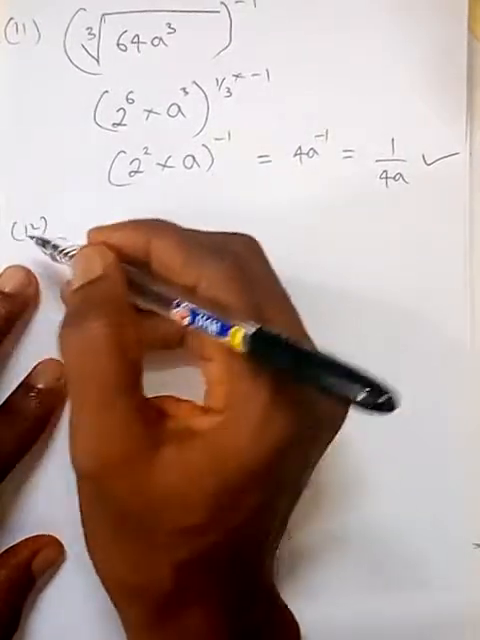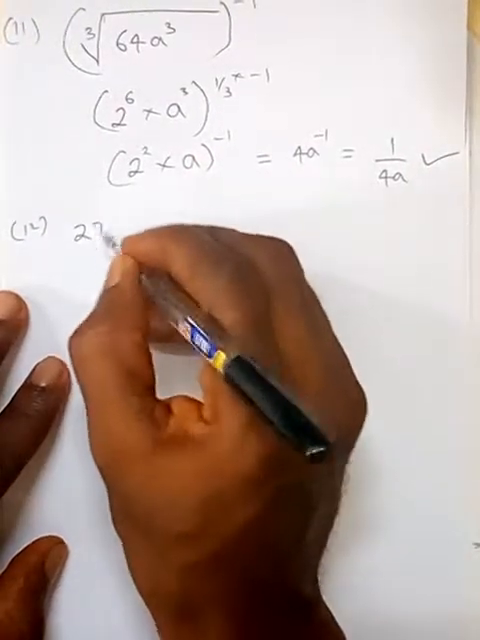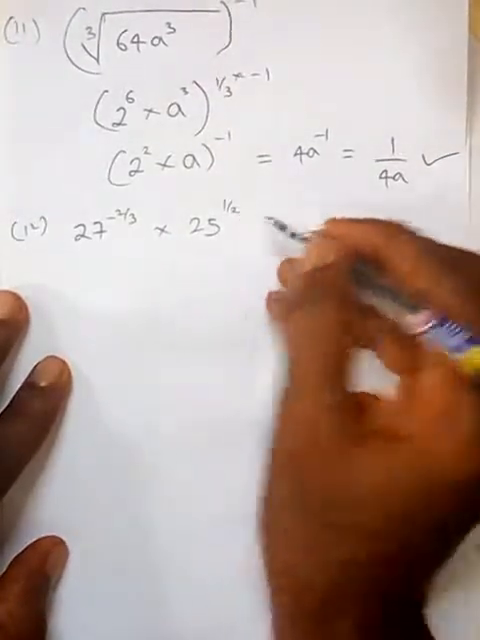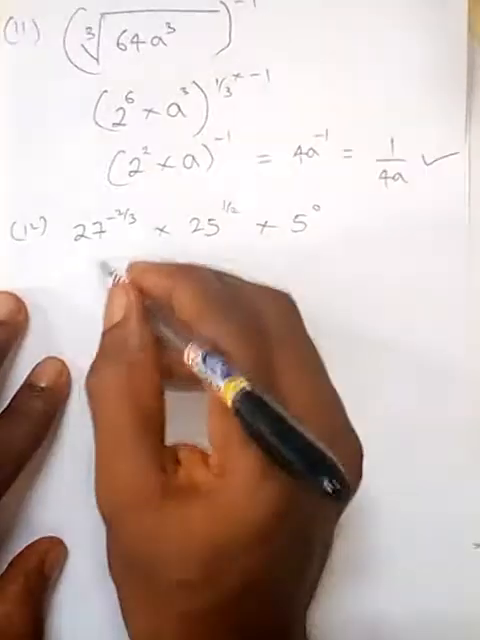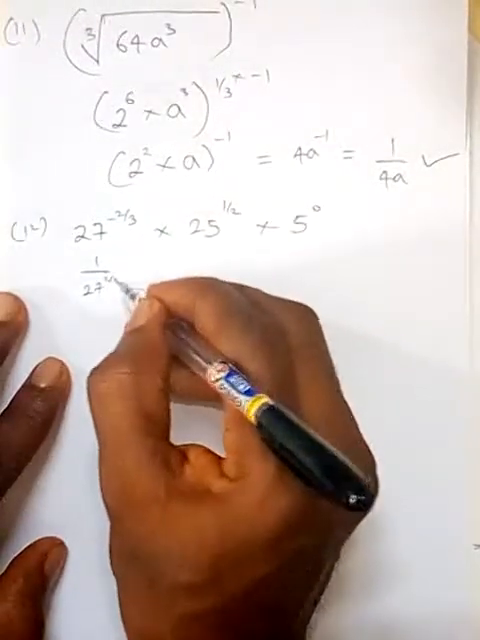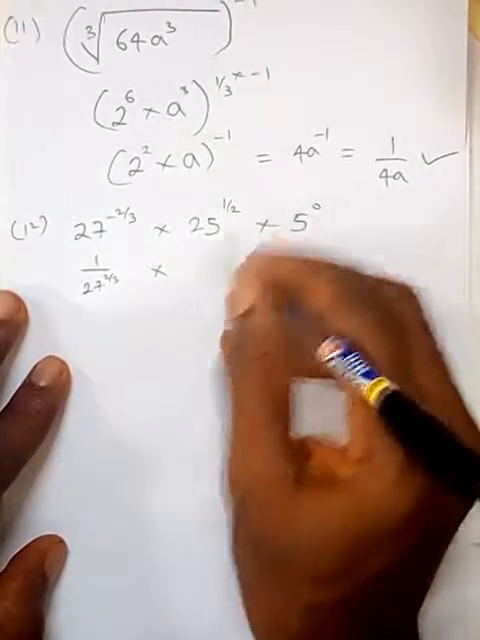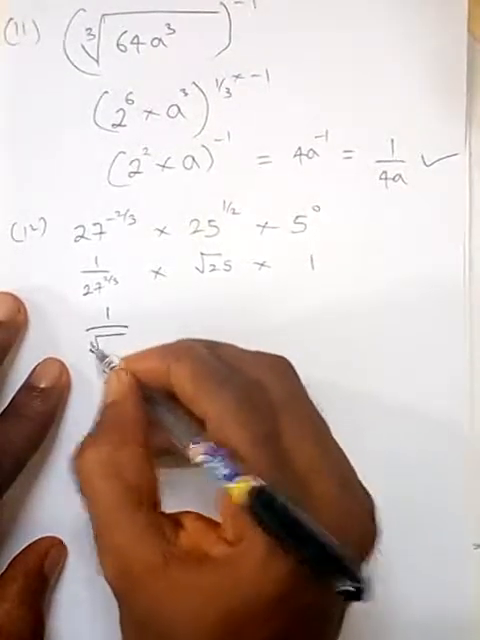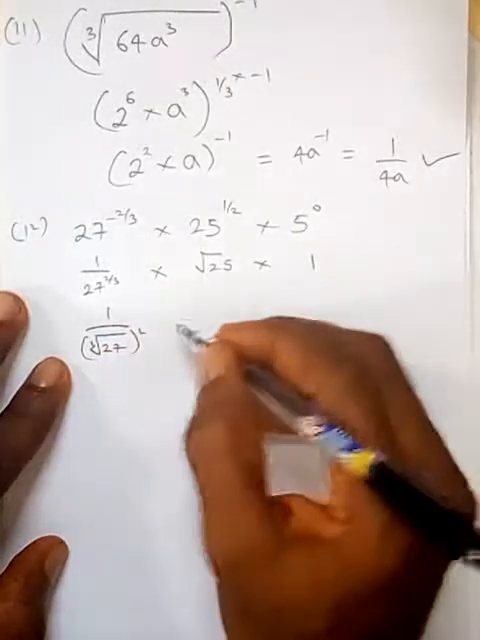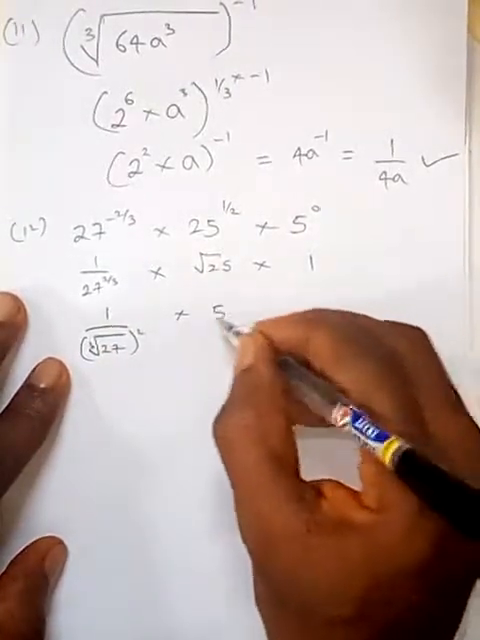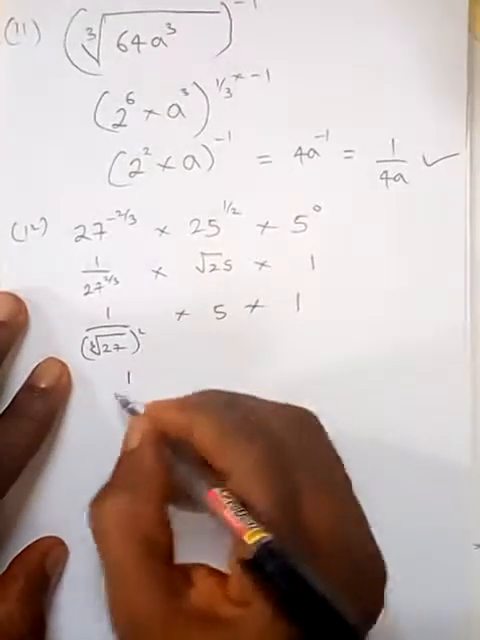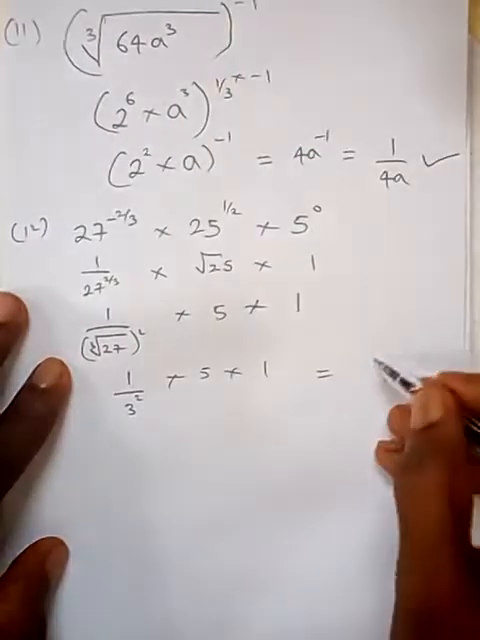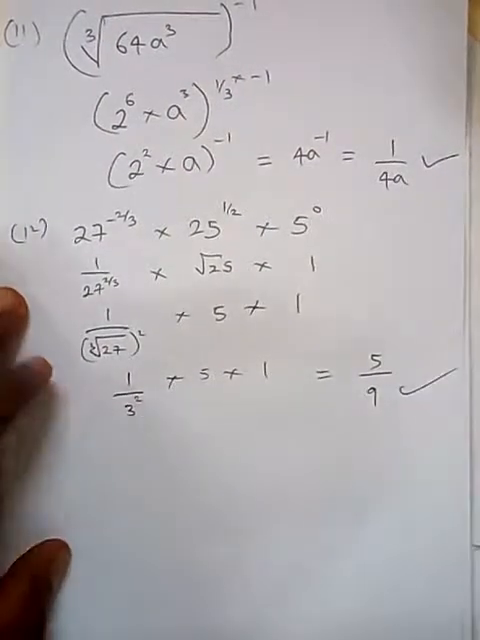Number 12 says we should simplify 27 raised to power minus 2 over 3 times 25 raised to power 1 over 2 times 5 raised to power 0. This is 1 over 27 raised to power 2 over 3 times the square root of 25, and anything raised to power 0 is 1. This is 1 over the cube root of 27 raised to power 2 times 5 times 1. The cube root of 27 is 3, so it is 1 over 3 raised to power 2 times 5 times 1. This is 5 over 9, and that's the answer.